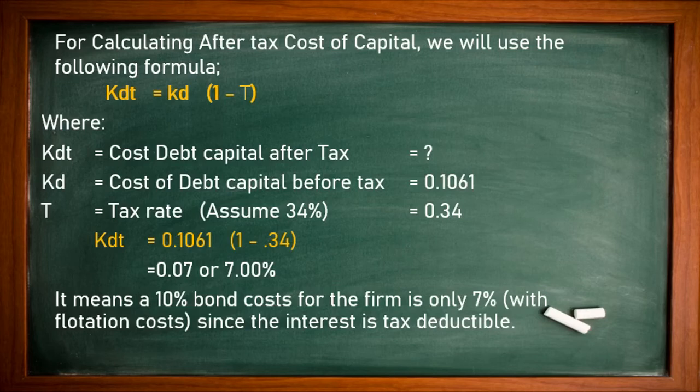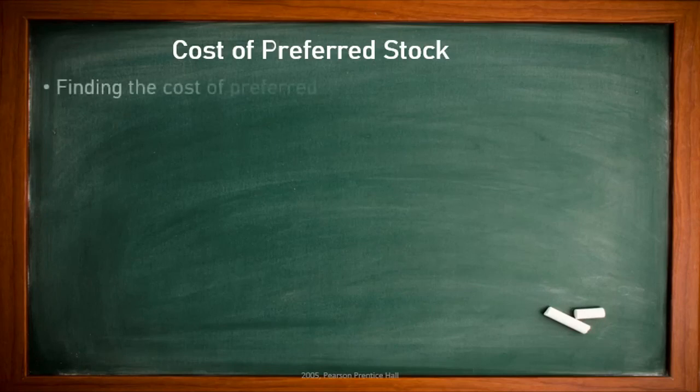So what is the meaning of 10.61% or 7%? It means a 10% bond costs the firm only 7% with flotation cost, since the interest is tax deductible. So the company will get only 7% when companies are offering 10% to the investors. In the beginning of the question, we said that companies are offering a 10% bond in the market, so it is 10%. Now after tax, the value is only 7%. Hope you understand. Let's continue with the preferred stock.